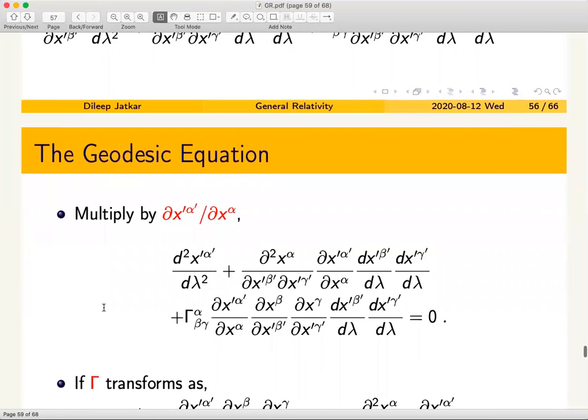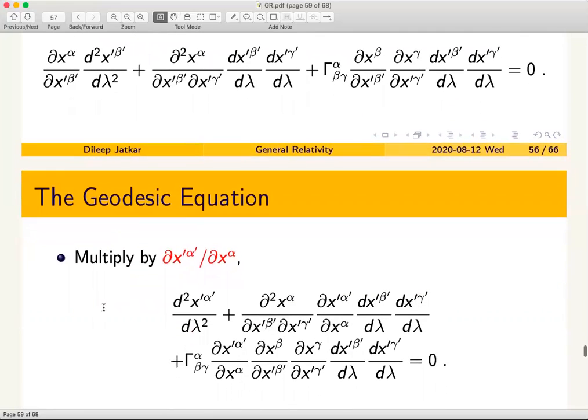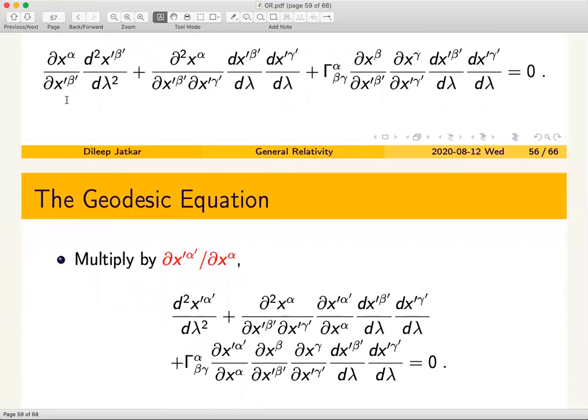Notice that the dx alpha by dx prime beta prime has been removed by this factor from the first expression, and dx prime alpha prime by dx alpha, I'm using d, but I mean del x prime alpha prime by del x alpha, is appearing in all other terms. For example, it is appearing here in the second piece and here in the third piece.